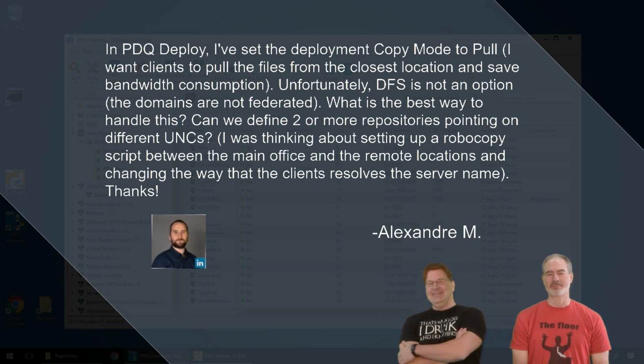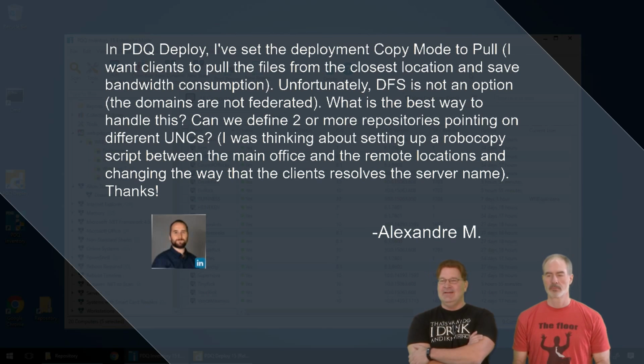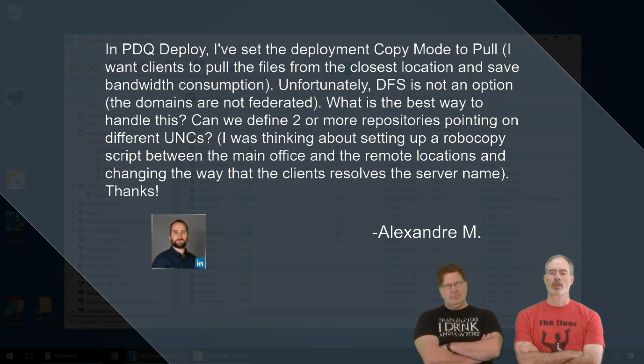Okay, here's a novel for you. In PDQ Deploy, I've set the deployment copy mode to pull. I want clients to pull the files from the closest location and save bandwidth consumption. Unfortunately, DFS is not an option. The domains are not federated. What is the best way to handle this? Can we define two or more repositories pointing to different UNCs? I was thinking about setting up a robocopy script between the main office and the remote locations and changing the way that the clients resolve the server name. Thanks, Alexandre M.